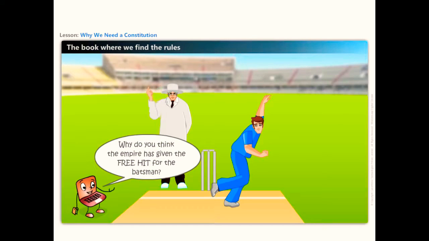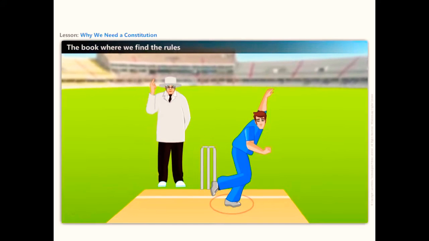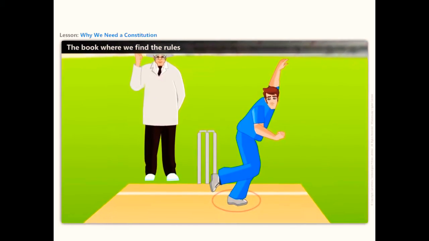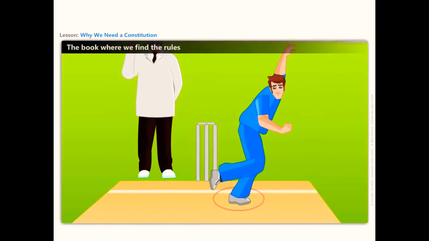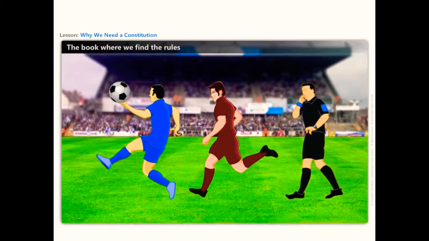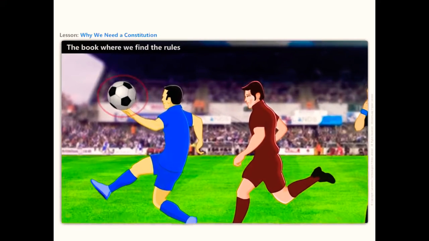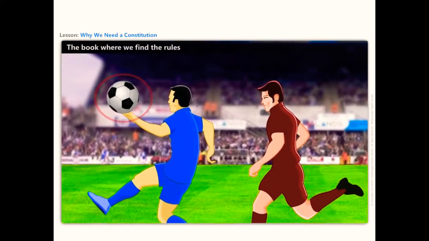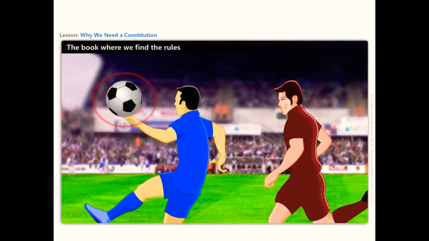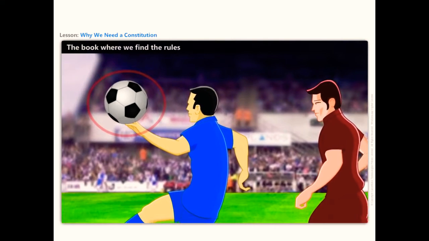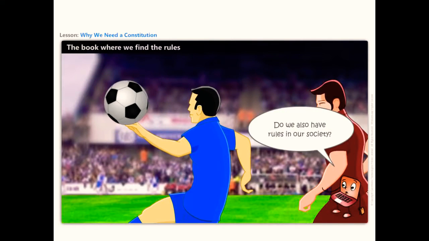Why do you think the umpire has given the free hit for the batsman? Yes, the bowler has crossed the crease completely, which is considered a no ball. You all know the rules of cricket. Similarly, in football, the player should not touch the ball with his hand. In every game, we have some rules, and these rules help define the game and help us distinguish one game from another. Do we have such rules in our society?